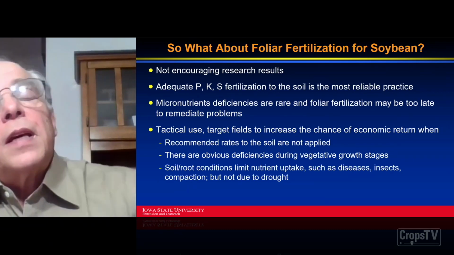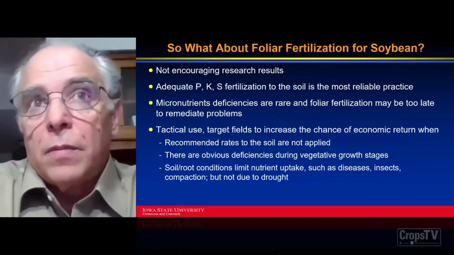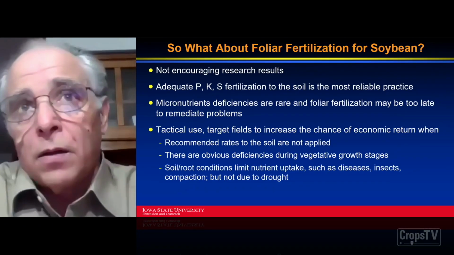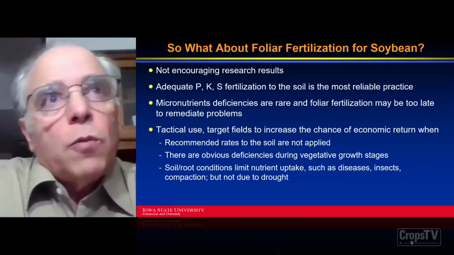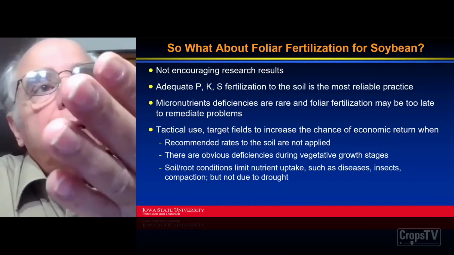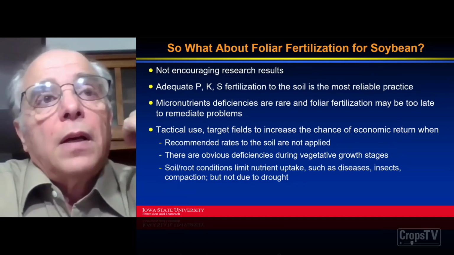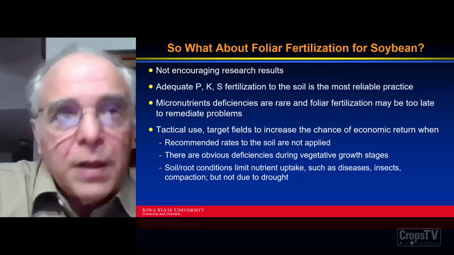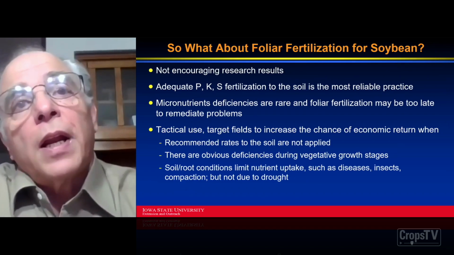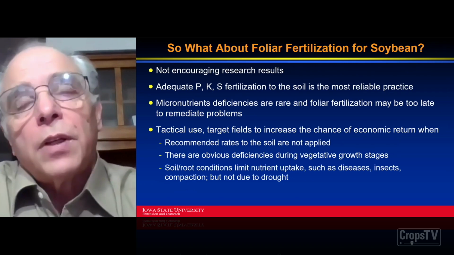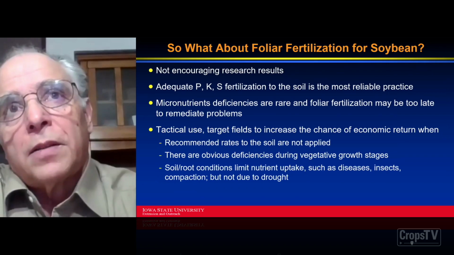Now, what about foliar fertilization? Because if you do the tissue testing and you confirm that there is a deficiency or there are obvious symptoms for some nutrient, then what can we do for this crop that you sampled? Okay, so the results are not encouraging at all with foliar fertilization. Having the P, the K, and the sulfur fertilization applied to the soil preplant is the most reliable practice. Do not reduce preplant rates because you will apply something foliar.